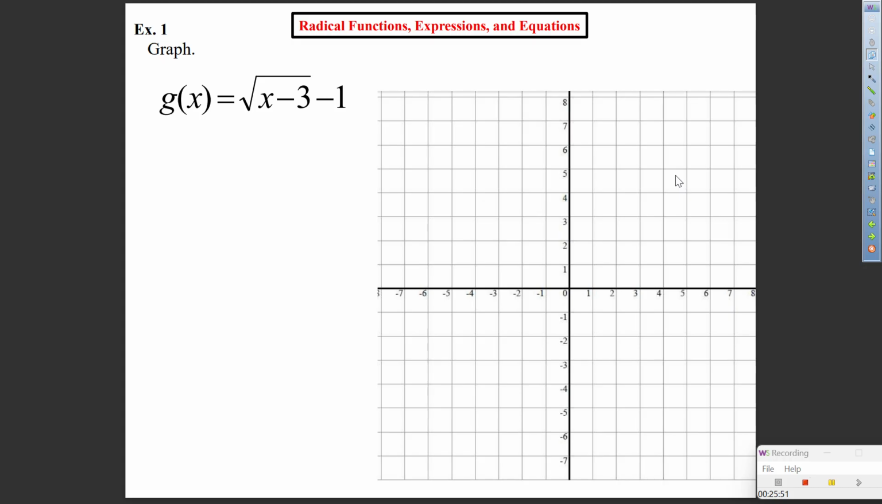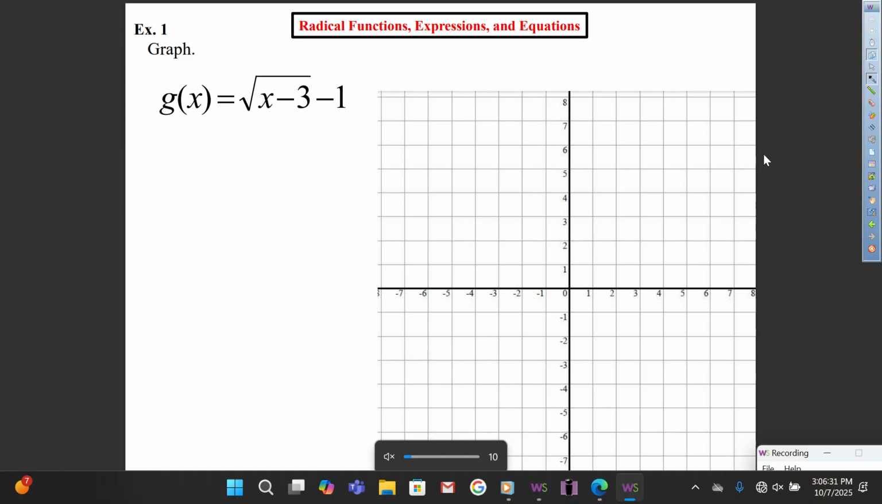Write example number 1. Graph g of x equals square root of x minus 3, minus 1. Write that down on the next coordinate plane. Once again, g of x equals square root of x minus 3, minus 1. Some of you are like, wait a minute, Mr. Q, don't I need the parent function? Yeah, we'll write it down.